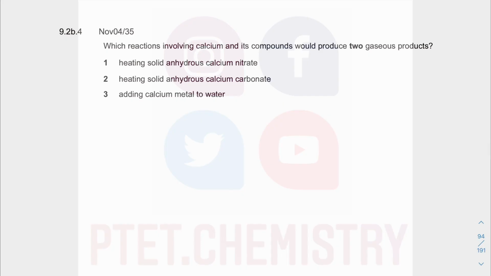Moving on to the next question. Which reactions involving calcium and its compounds would produce two gaseous products?